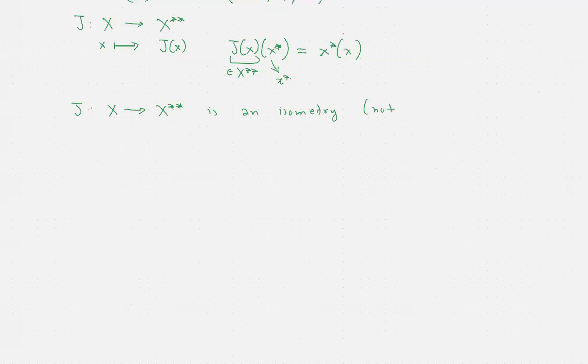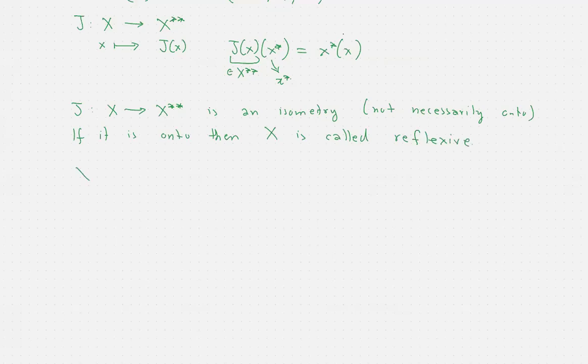However, if it is onto, then X is called reflexive. And you can think of it this way: if X is reflexive, then this map is actually an isomorphism, and you can keep taking this map and it will still be an isomorphism, and so on.